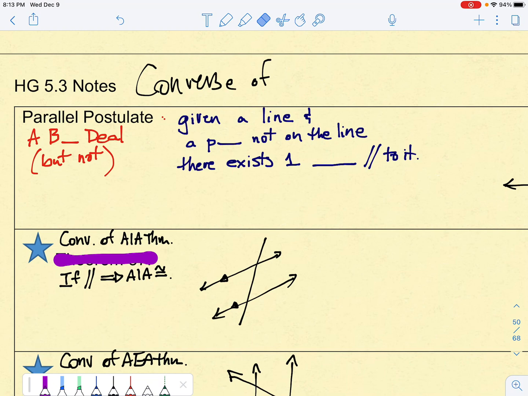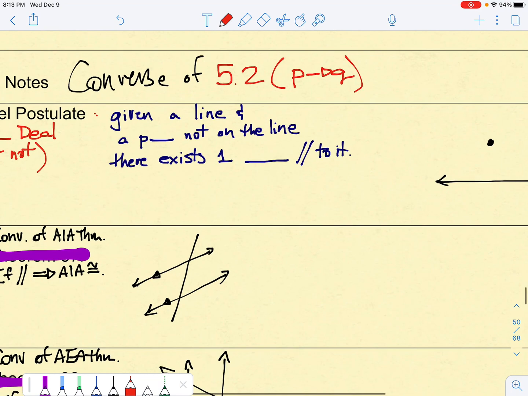This is a lesson called 5.3. And my informal title is It's a Converse of 5.2. So if 5.2 was if P then Q, we're going to be flipping that around. Most of our theorems today are going to go the opposite way. So instead of ending up with, oh, then the lines are parallel, we're going to be starting off with, if the lines are parallel, then blah, blah, blah.